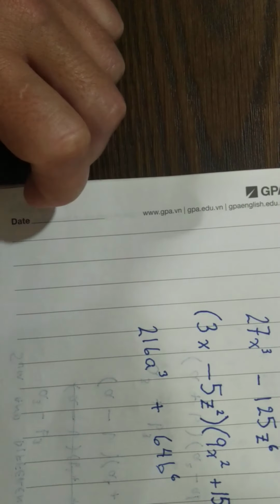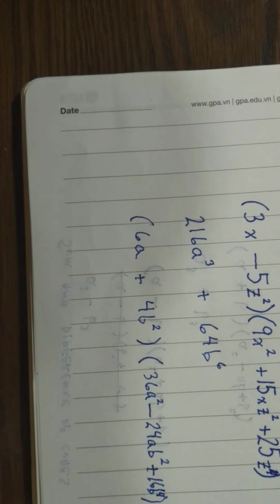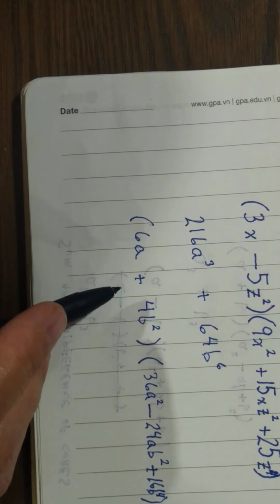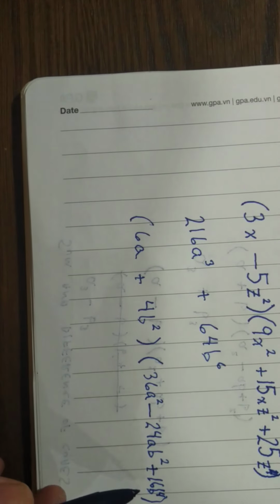Please try this next one. This is a sum of cubes. Try to factor it completely. And the answer should look like this: 6a plus 4b squared, times 36a squared minus 24ab plus 16b to the fourth.